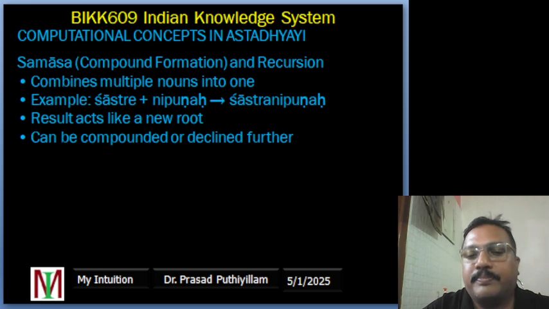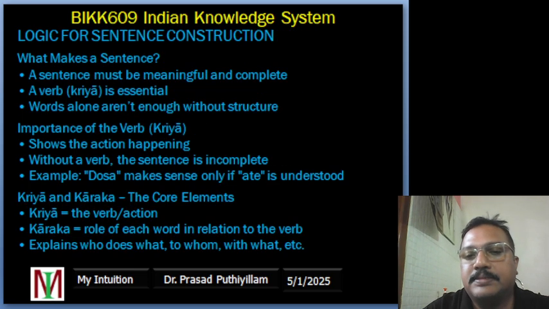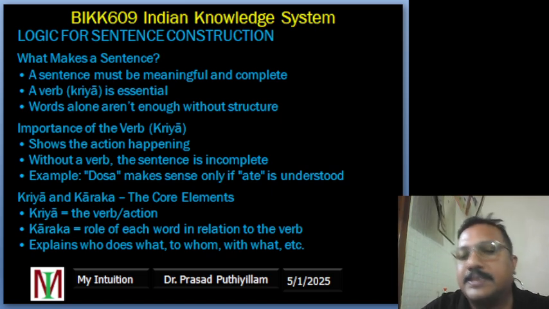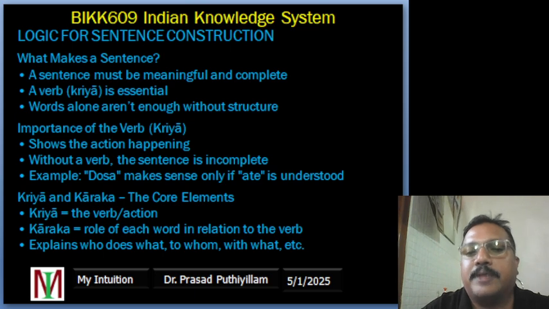Now what is a sentence? How does it make a sentence? In Sanskrit, the sentence is not just random words. To be called a sentence or a vakya, the words must give a clear and full meaning.